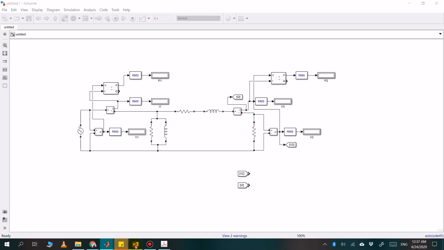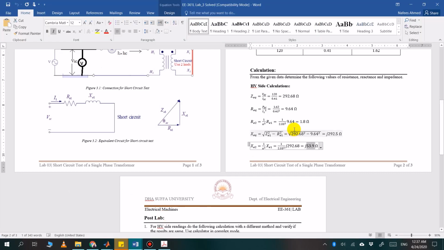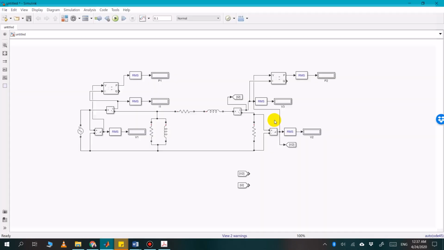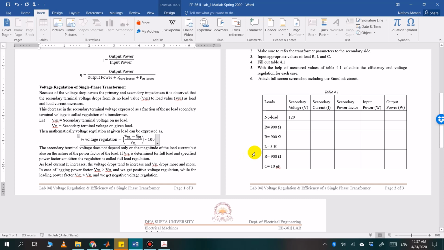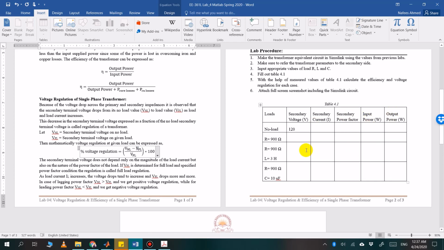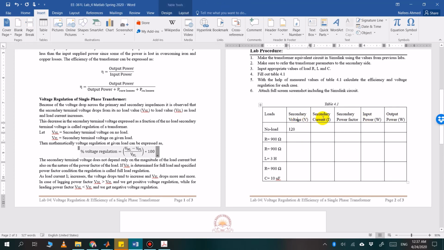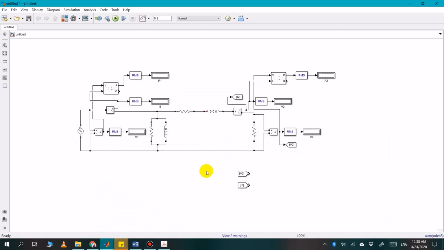Okay, so we have to fill out this table. We need secondary voltage, secondary current, and secondary power factor. Okay, this is something new. The bad news is that Simulink doesn't have a power factor block, so we have to make our own block that can calculate the power factor.